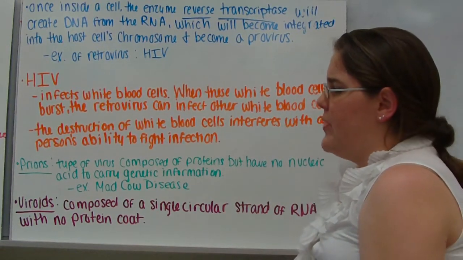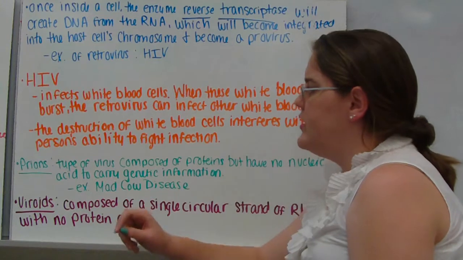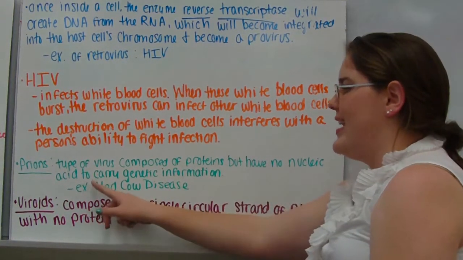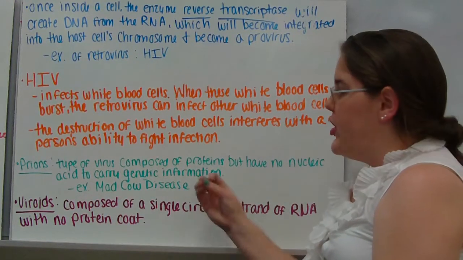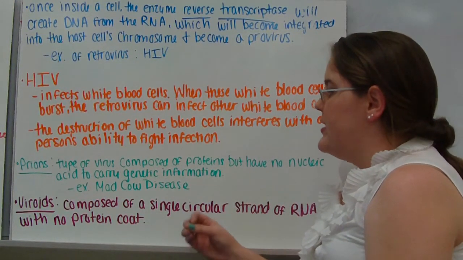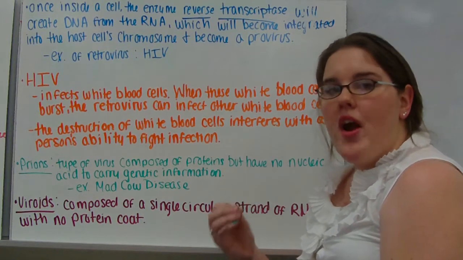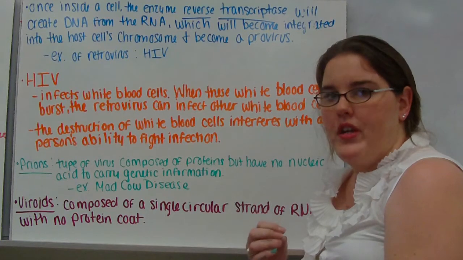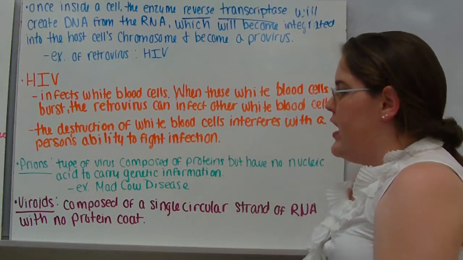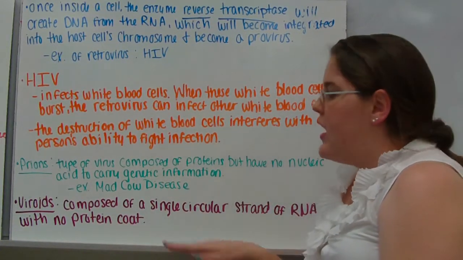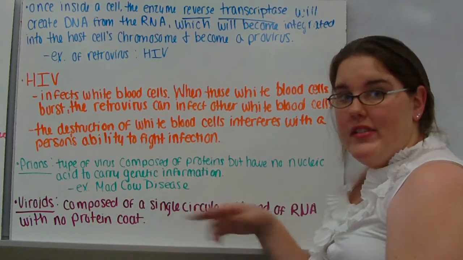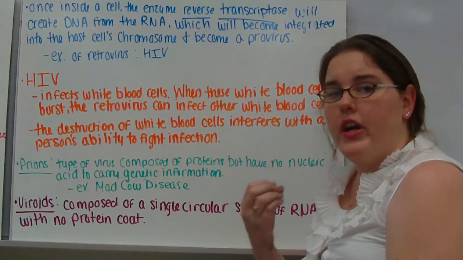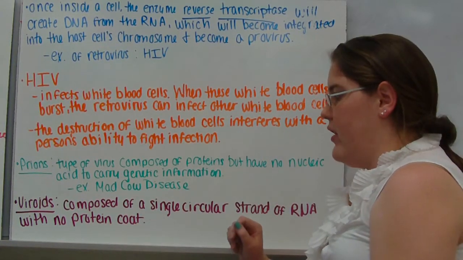Now, two more different types of viruses. We have prions, which are a type of virus composed of proteins, but they have no nucleic acid to carry genetic information. How these can be detrimental is that they will cause the improper folding of a protein, the improper structure of a protein. This can happen in the brain, and if it does, we can get mad cow disease. So cows, if proteins in their brain develop incorrectly, can have mad cow disease.